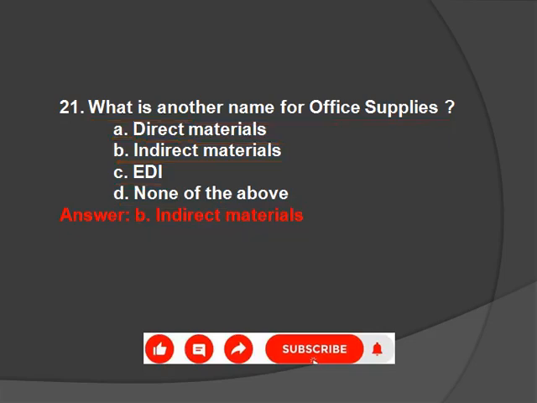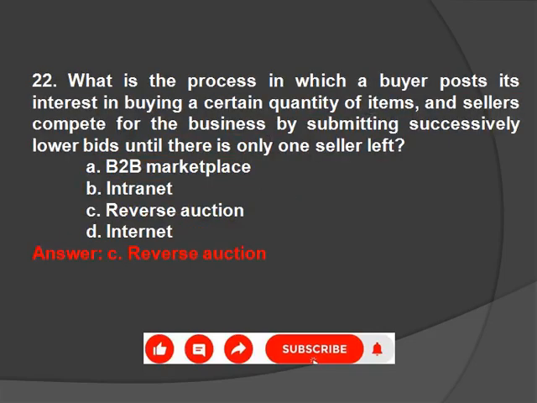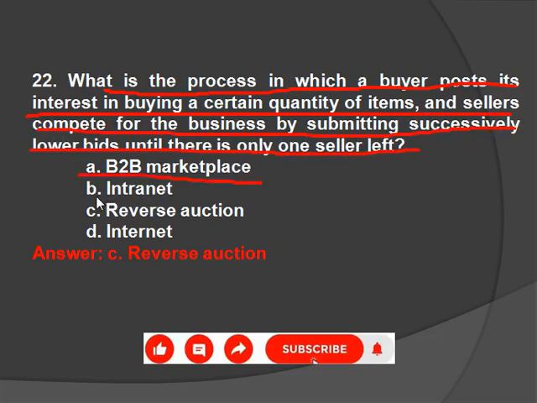Next question. What is the process in which a buyer puts its interest in buying a certain quantity of items and sellers compete for the business by submitting successively lower bids until there is only one seller left? Given options are option A. B2B marketplace, B. Intranet, C. Reverse, option D. Internet. Here correct answer is option C. Reverse option.